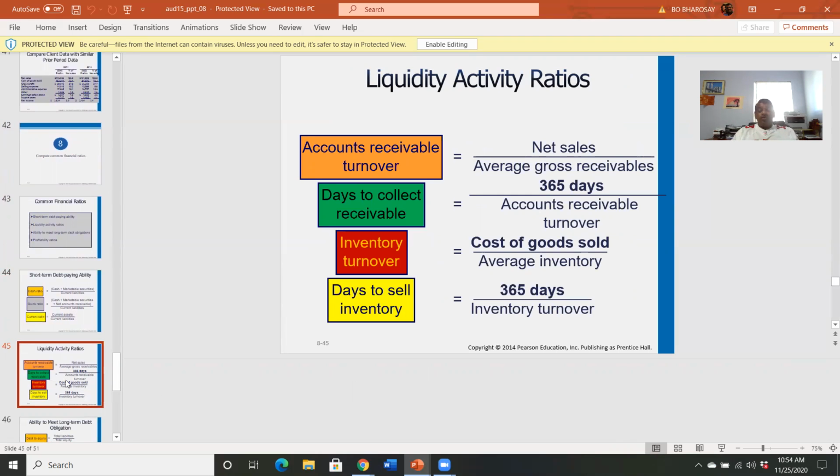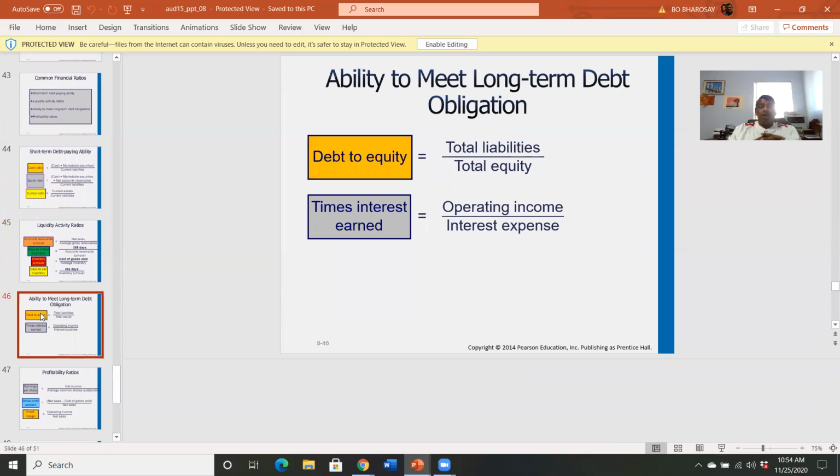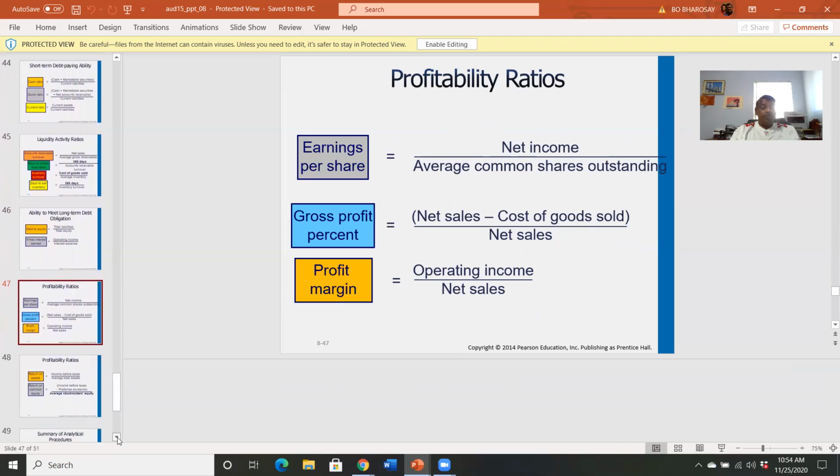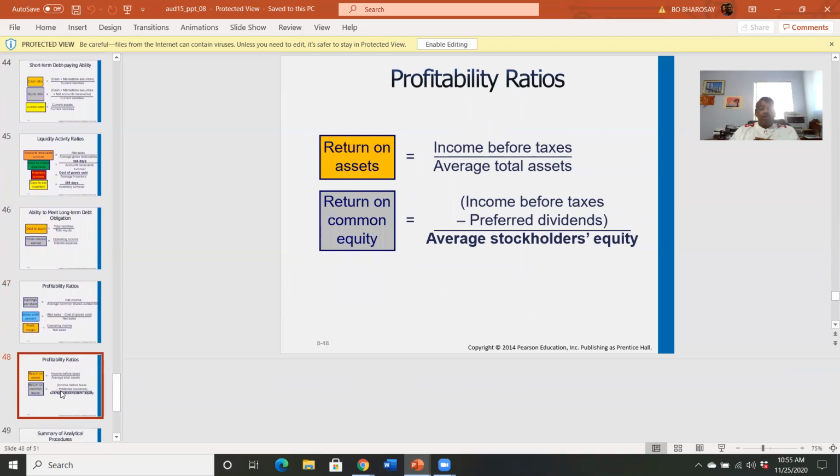If your inventory turnover ratio is too high, it could be because you have obsolete inventory. In your ability to meet long-term debt, you're looking at your debt to equity and your times interest earned. In your profitability ratios, you're looking at earnings per share, gross profit percentage, profit margin or net income percentage. You're also looking at your return on assets and your return on common equity. And these are the profitability ratios.